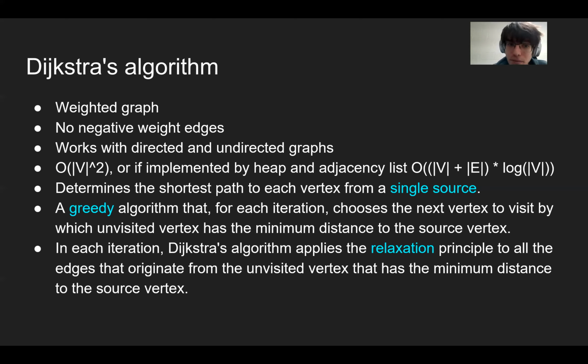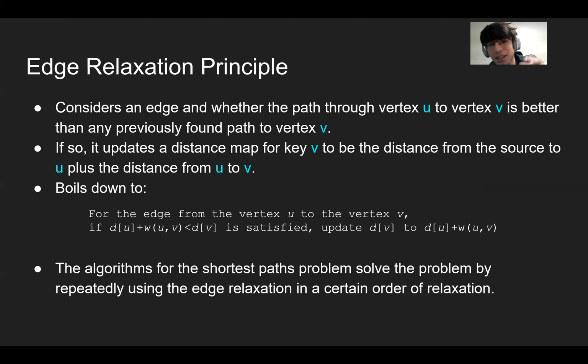And yeah, we determine the shortest path to each vertex from a single source. Because a single source shortest path algorithm is a greedy algorithm. What we mean by greedy is that it just chooses greedily, right? There's some greedy nature to it. It always does the same thing. It doesn't really consider options.